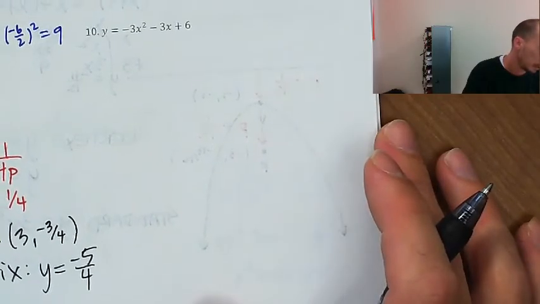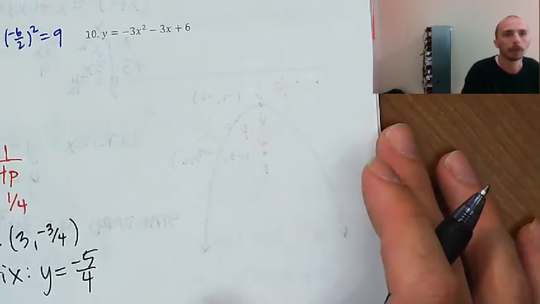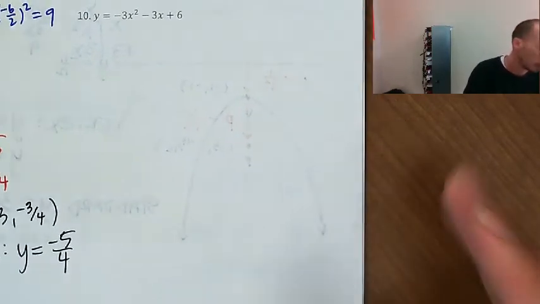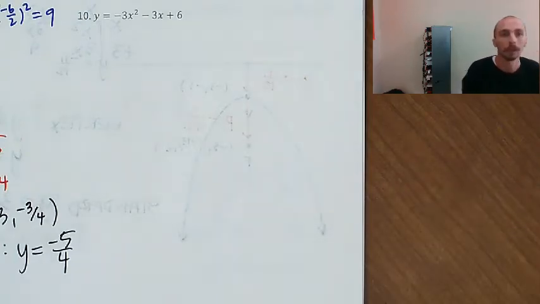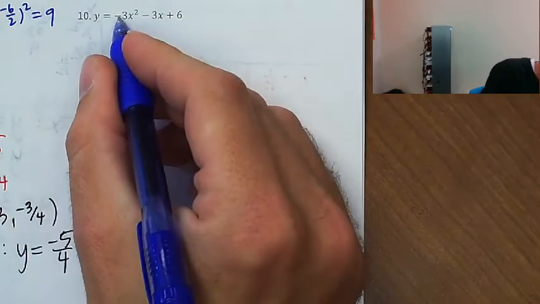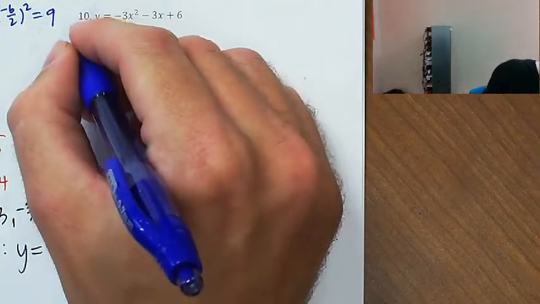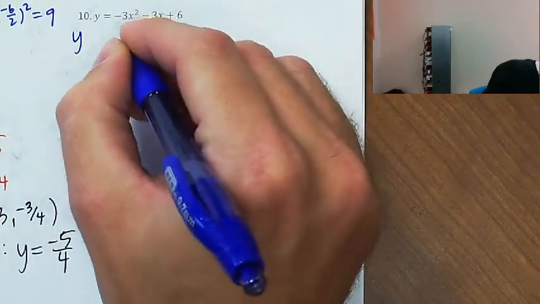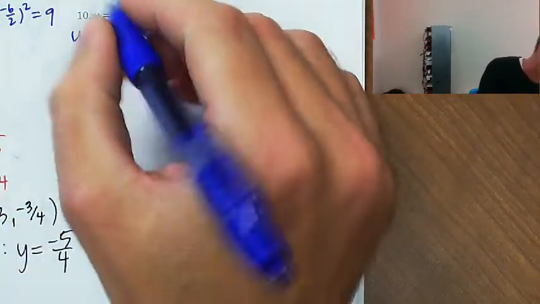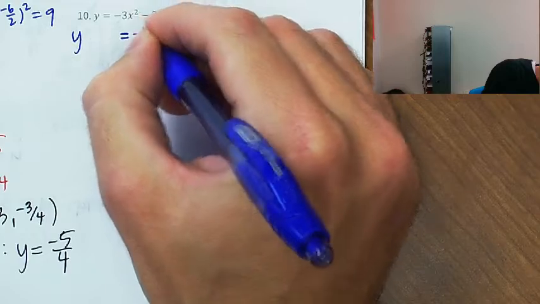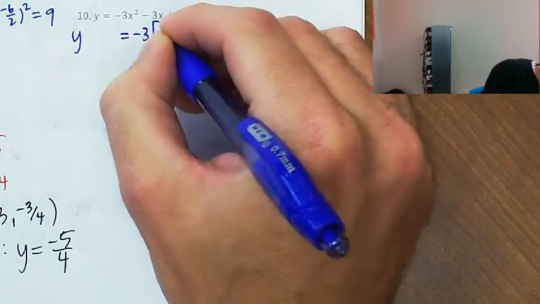Number 10 is y equals -3x squared minus 3x plus 6. Okay, good. I was hoping that there would be one where we had to complete the square, but where the leading coefficient wasn't 1. When that happens, we factor out the -3 from the x squared and the x. And we're going to leave room to add the same number on both sides. And I'm factoring out the -3.